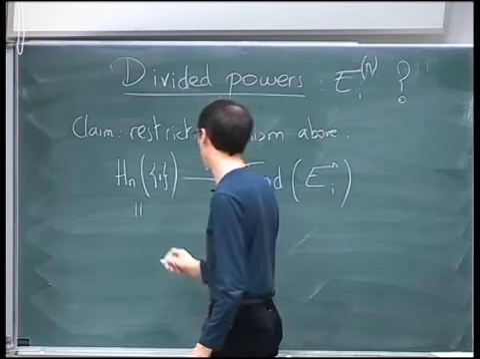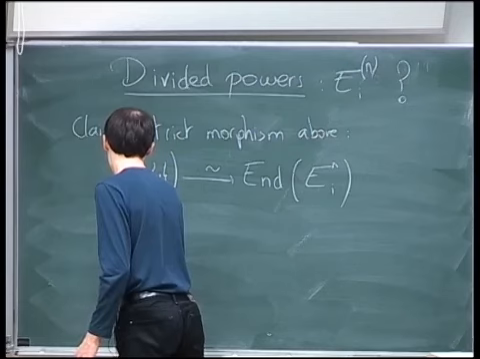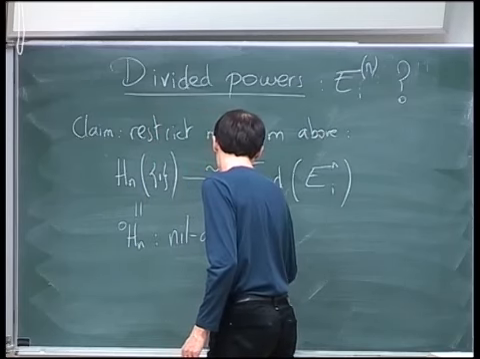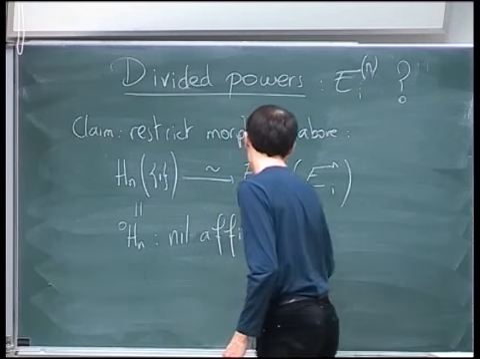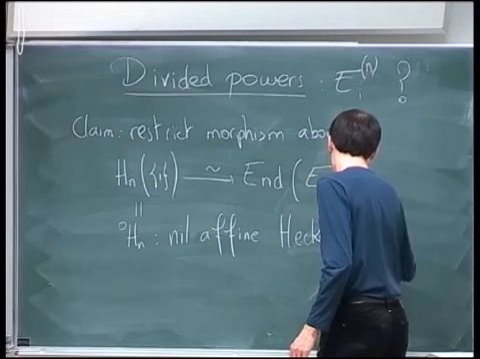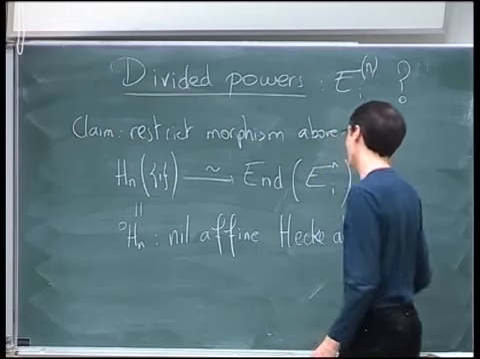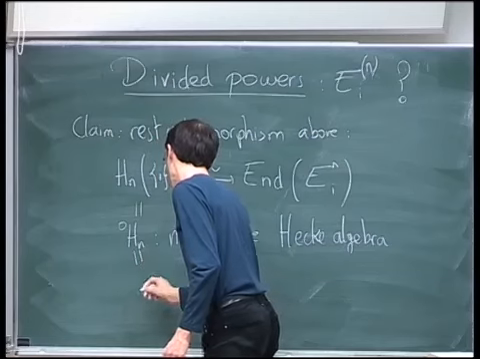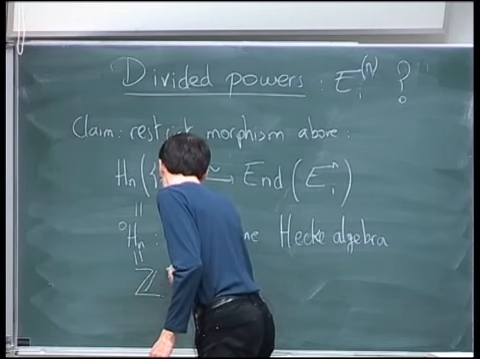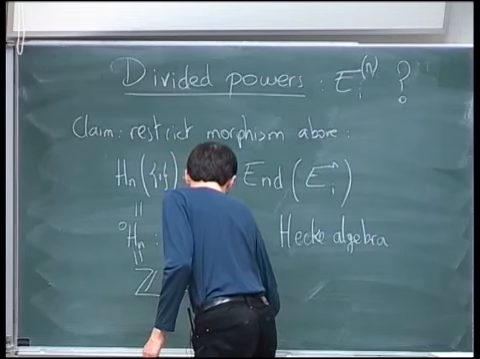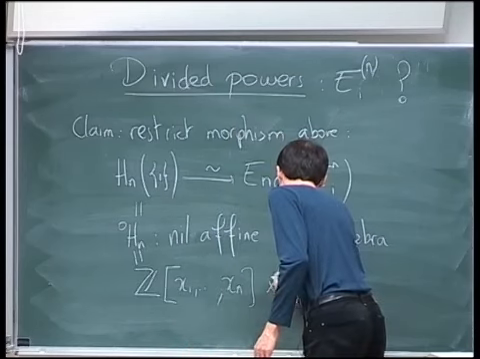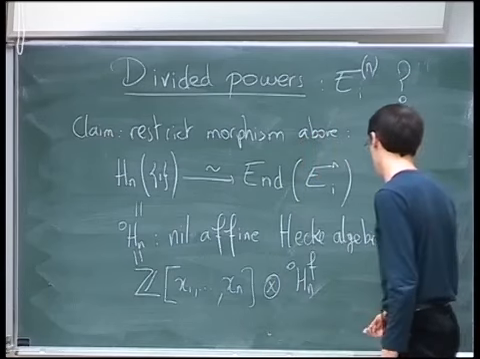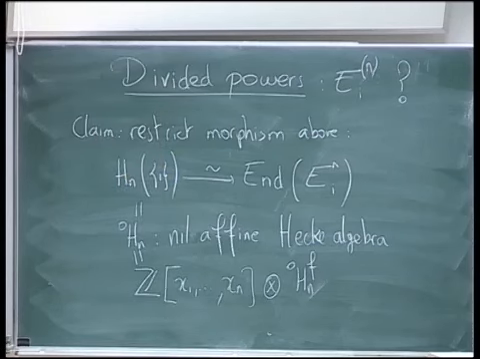That's the zero Hecke algebra, we'll call it maybe 0 H_n. This is an affine Hecke algebra. As an algebra, it splits as a tensor product. As a vector space, it splits as a tensor product. So I need to say a few words about that.